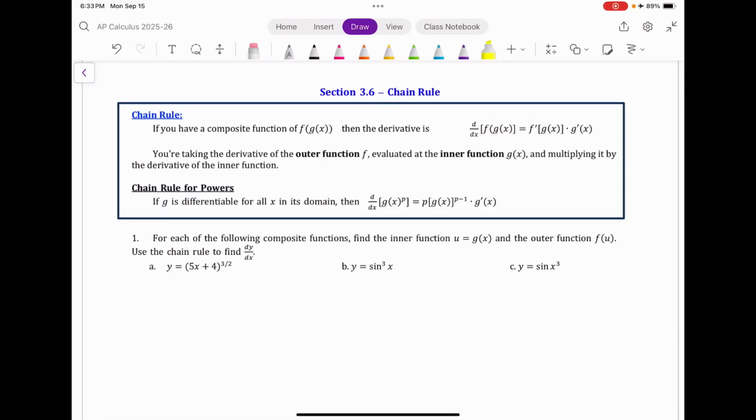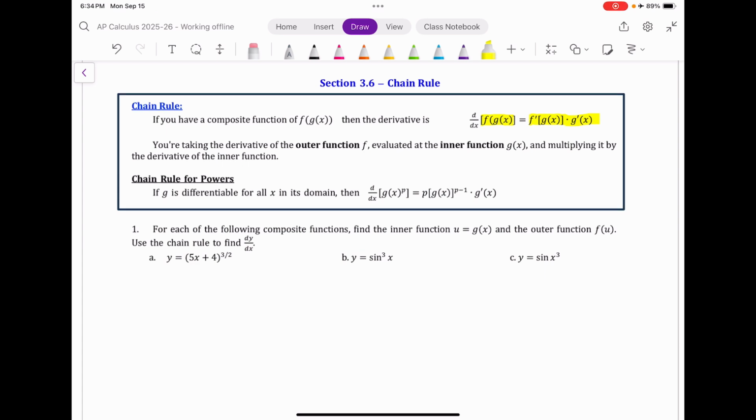All right, so today we're going to talk about the chain rule. The chain rule is used when you're taking the derivative of a composite function like f of g of x. The derivative of a composite function would be the derivative of the outside function evaluated at the inside function times the derivative of the inside function. So it's really useful to be able to identify the outer function and the inner function.